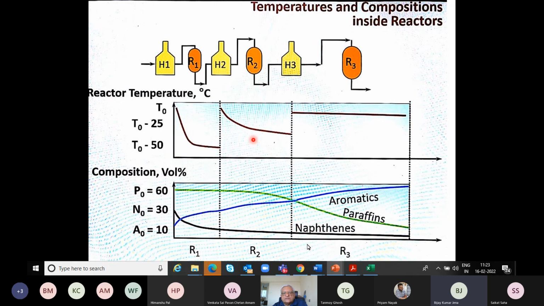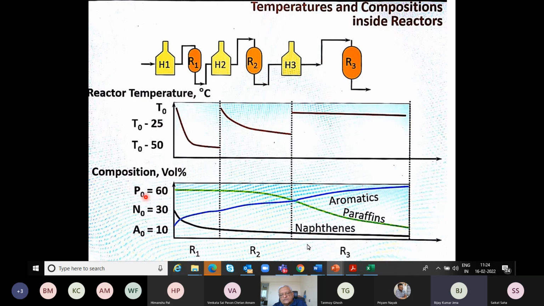So basically, the amount of endotherm is not that high. Nonetheless, there is a drop in temperature in the second reactor as well. And then we go into the third reactor where sometimes there is no change in temperature because whatever endothermicity is there is compensated by the exothermicity of the hydrocracking reaction. But nonetheless, we have a third reactor in order to make sure that we don't have any naphthenes passing through into the product stream, because any naphthenes passing through to the product stream is an implicit loss of aromatics.